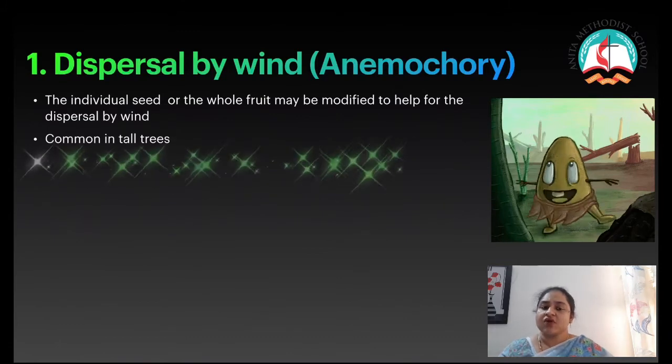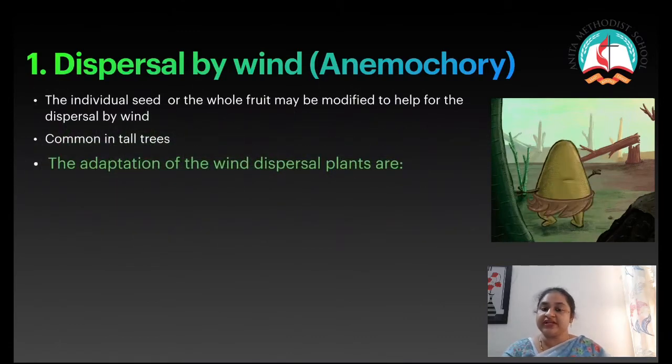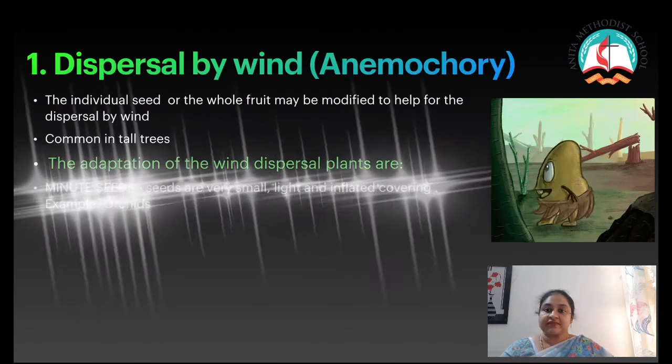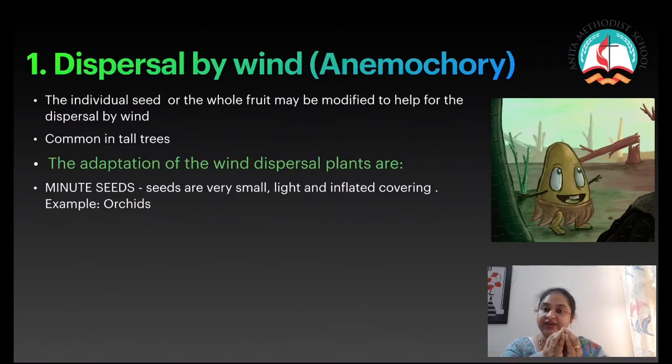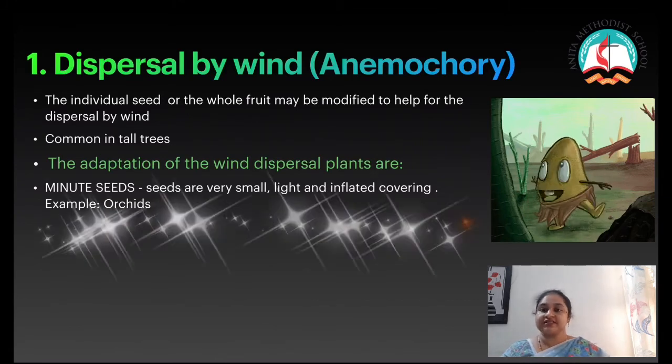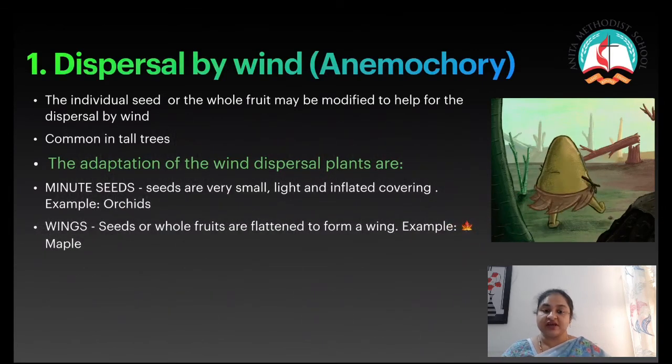So what are the adaptations of the wind dispersal plants? The seeds are minute. They are very small and light in weight and they have an inflated covering. That is one adaptation. An example for that is orchids. The next one is the wings. Another adaptation: the seed or the whole fruit is flattened to form a wing. Example for that is maple.